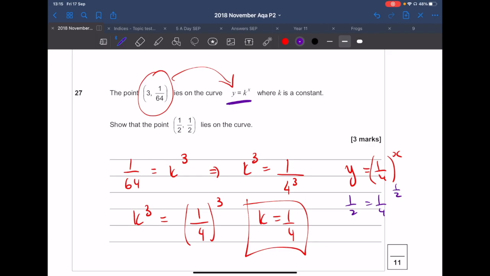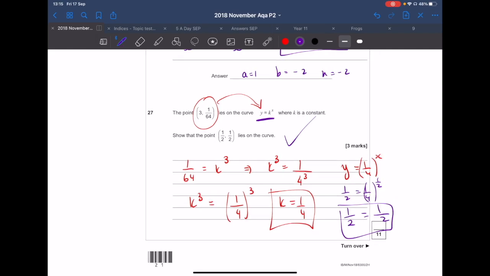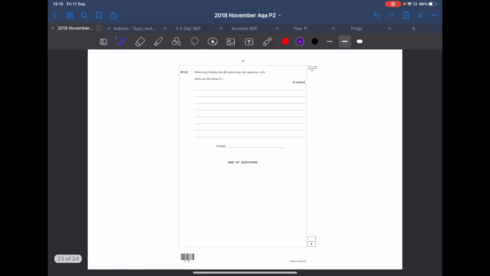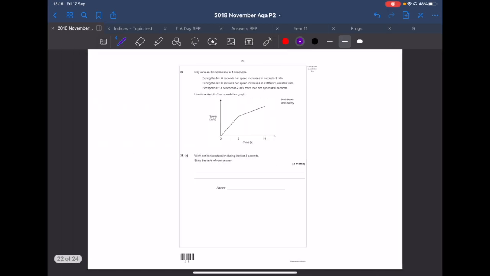What does the power of 1/2 stand for? Well, it stands for square root. So the square root of 1/4 equals 1/2. So correct, it does lie on the curve for us. There we go. We've got 2 more questions, right?